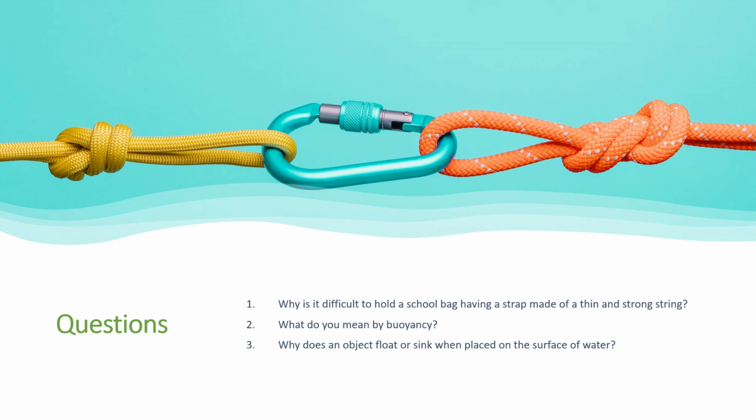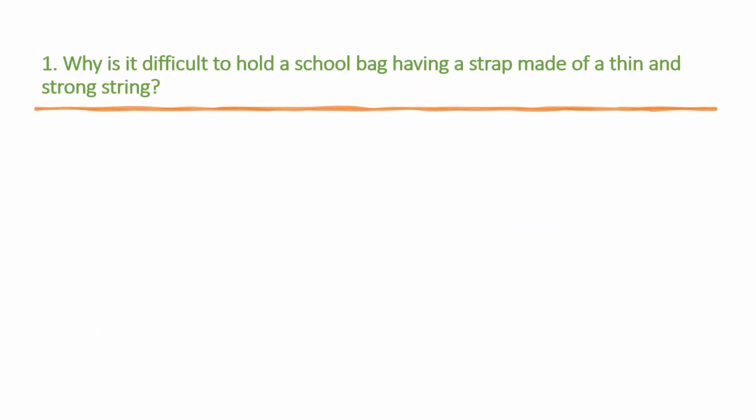Now let's take some questions. First question, why is it difficult to hold a school bag having a strap made up of thin and strong wire? Assume this strap is very thin. Of course, it has to be strong to take the pressure. Assume it is a very strong strap of the bag.